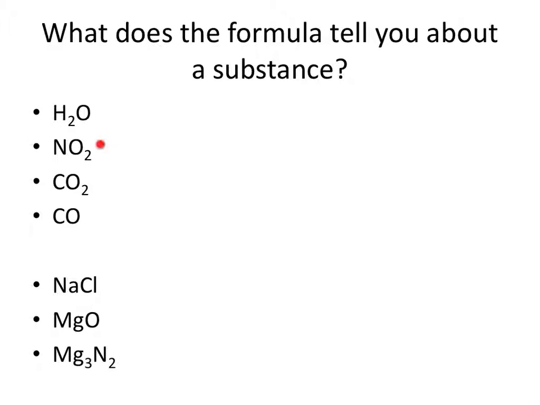Now, that's all very nice and handy when you've got compounds made up of non-metals. What about if you have a compound made of a metal and a non-metal? Sodium chloride, for example, magnesium oxide, magnesium nitride. How do we know what the formulae of these compounds is going to be? Well, I'm afraid it's not that simple.